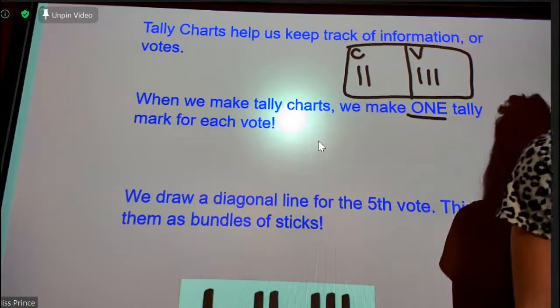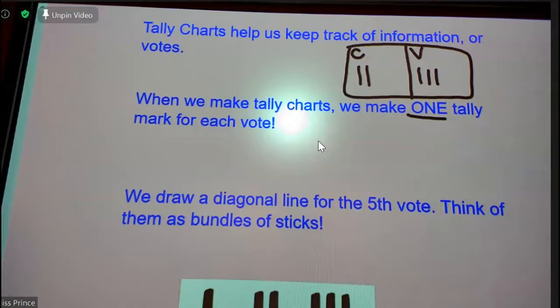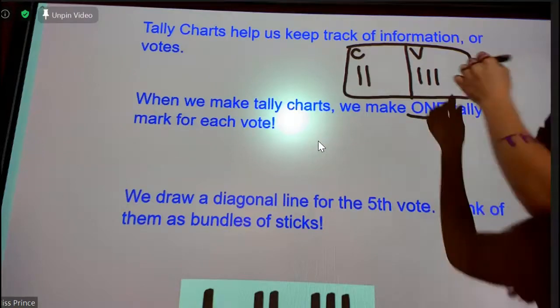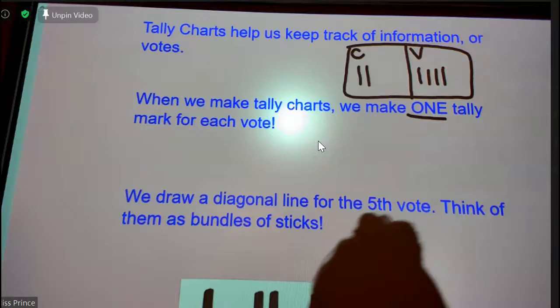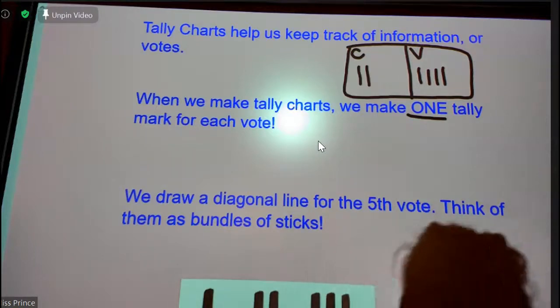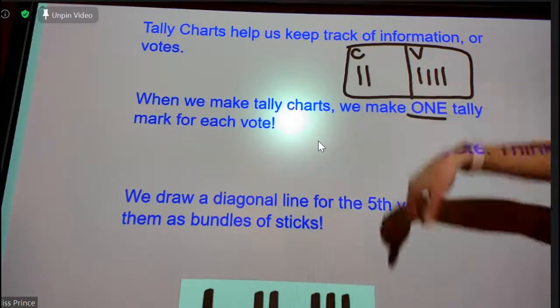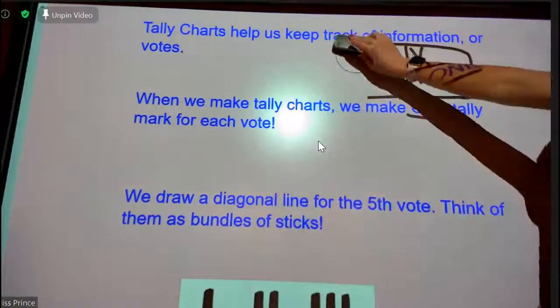I'm going to have one more person share their vote. Cruz, thanks for raising your hand and sitting so patiently. So Cruz also likes vanilla. So, boys and girls, when we are making tally charts, we keep track with these little lines. Let's keep reading and find out what we do next.